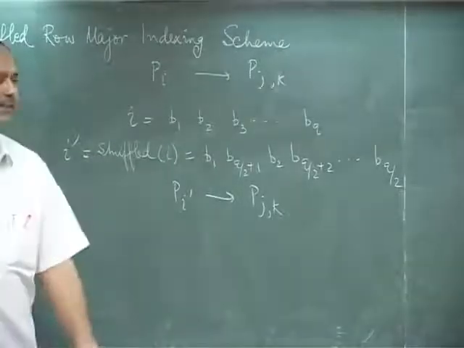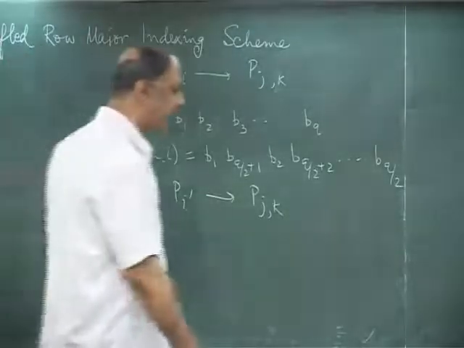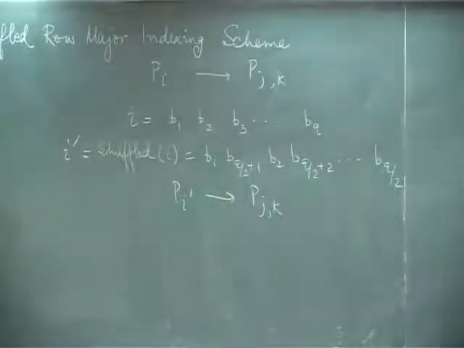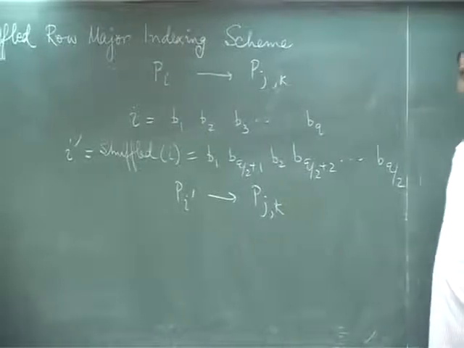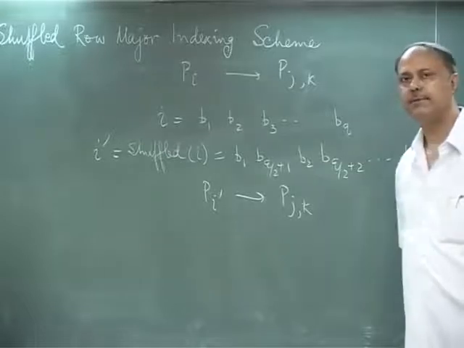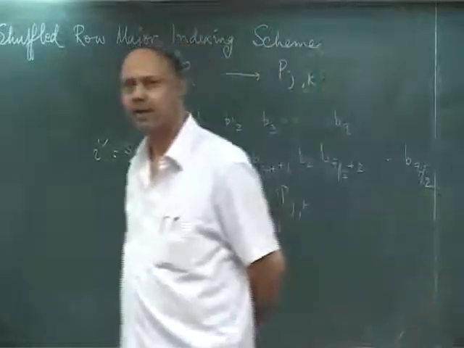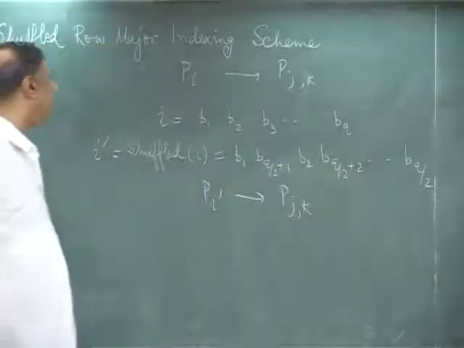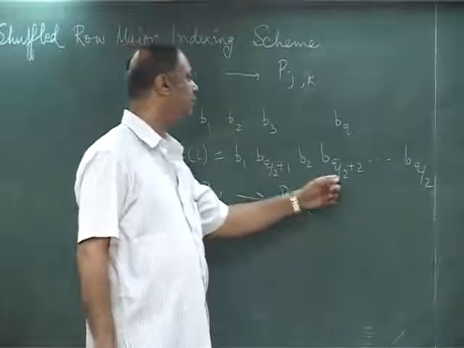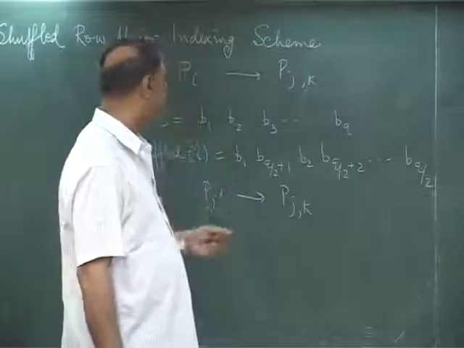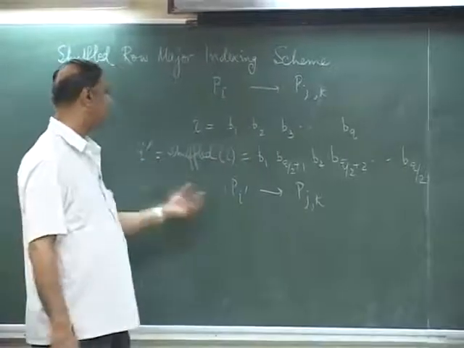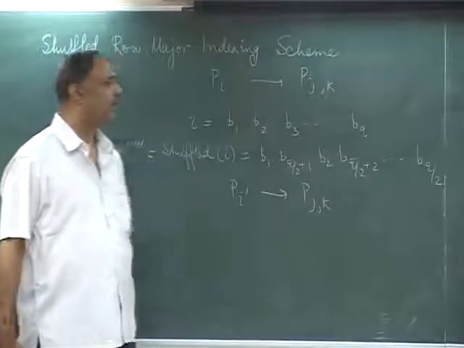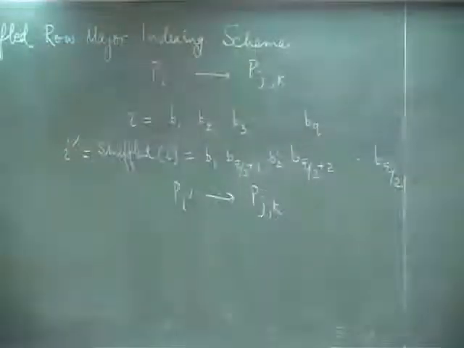Okay? The idea is, suppose Pi occupies Pjk, that means jth row and kth column of the two-dimensional array under the row major indexing scheme, and i, if I convert, in the binary representation it is B1, B2, B3, up to Bq. Then we define the shuffle of i as B1, Bq by 2 plus 1, B2, Bq by 2 plus 2, and Bq by 2. Then this is i dash, so Pi dash will be occupying the position of jth row and the kth column.